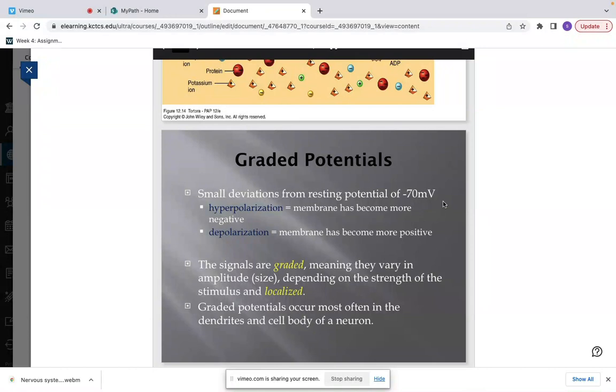There's something here called hyperpolarization. Hyper means above. Hyperpolarization means the membrane has become more negative, and depolarization means the membrane has become more positive. The text here says the signals are graded, meaning they vary in amplitude, which is size, depending on the strength of the stimulus and the localization.